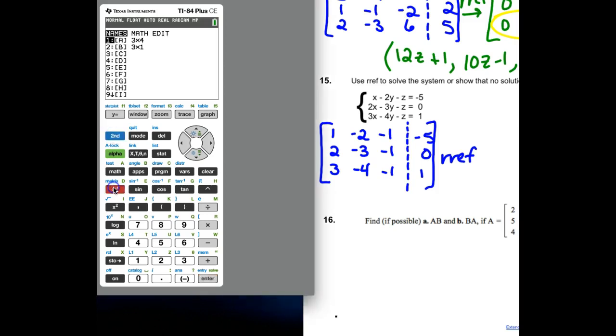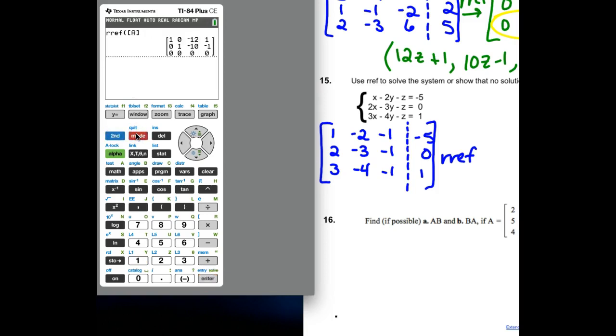So we're going to go back into our matrix. We're going to edit again. It's still a 3 by 4. Our numbers are 1, -2, -1, and -5. 2, -3, -1, and 0. And bottom row 3, -4, -1, and 1. All right, quit out of that again.